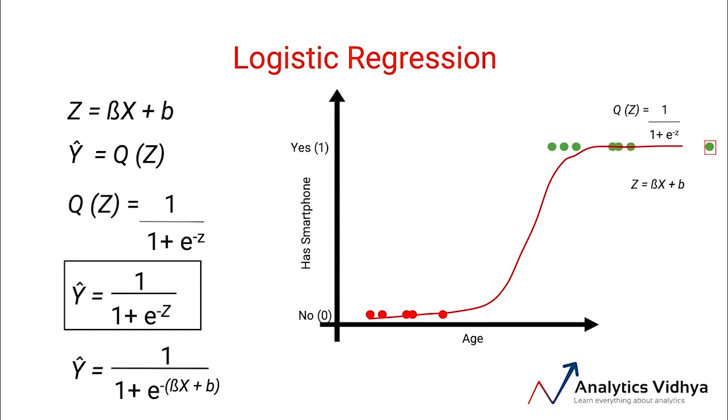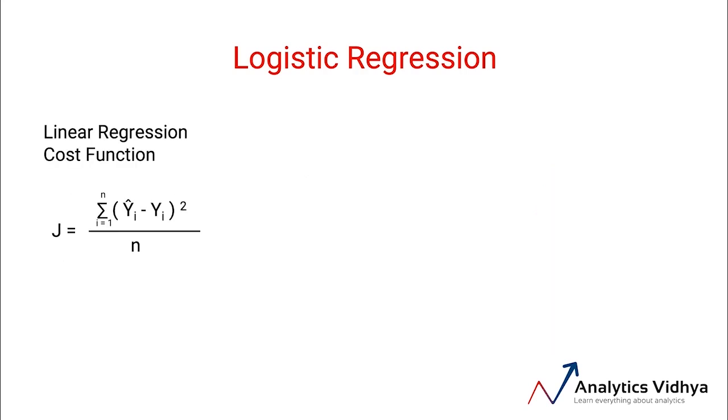In addition to this, everything else remains the same. As long as I can find values of beta and b, and that is where we use gradient descent, I can use this algorithm to do classification. Everything which we have discussed till now in linear regression stays the same, except for one thing, which is the cost function.